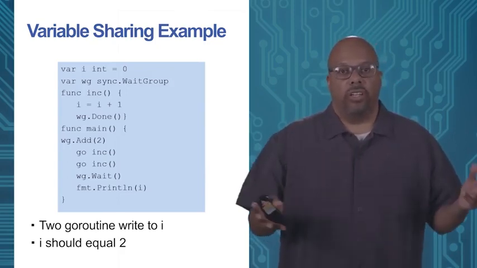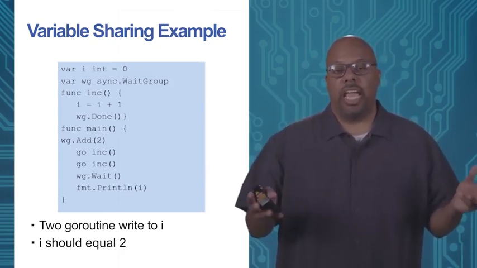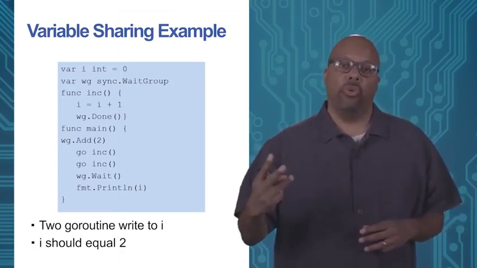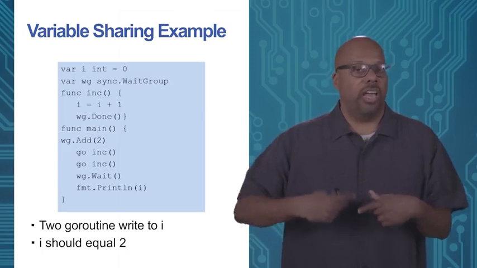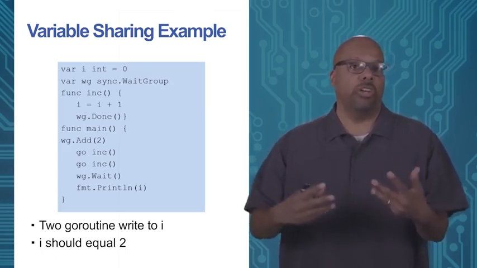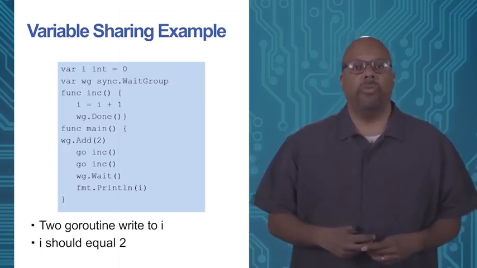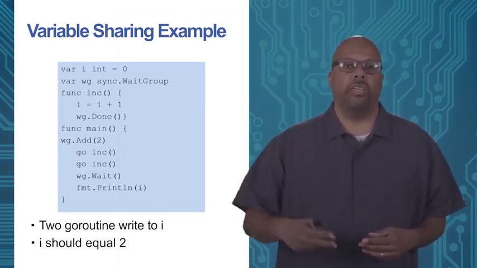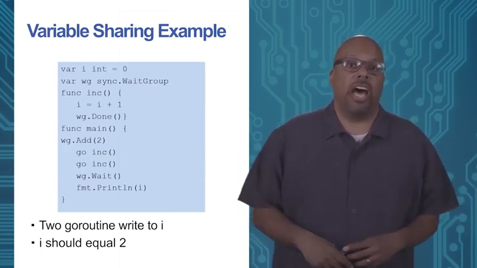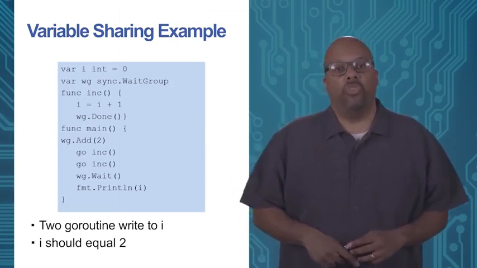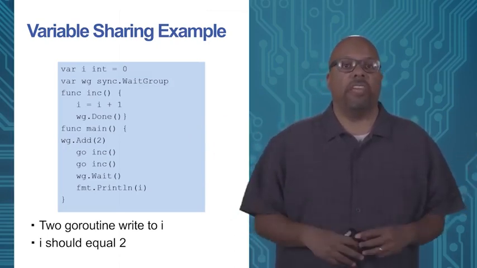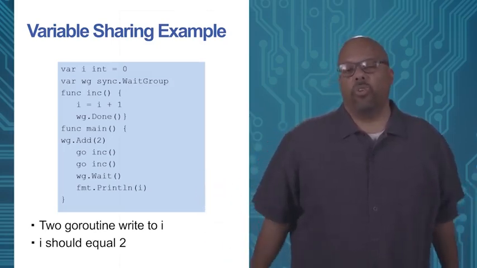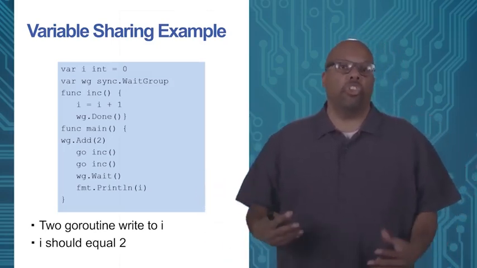Now, my main function: I call the Add method and I add 2 because I'm going to wait on 2 Go routines, right? Because I'm going to create 2 Go routines that do incrementing. So I add 2. Then I invoke the 2 Go routines, go inc. Both of them should just increment this I. And then I do wg.Wait, waiting for both of these to finish. And then at the end, I just print I.